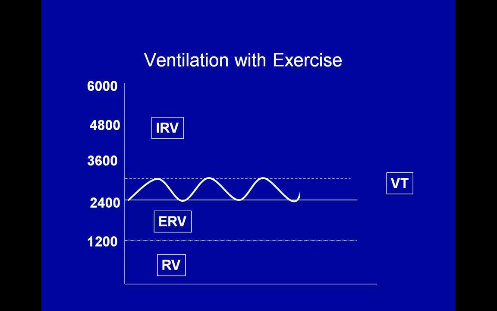So we go from our normal breathing to this kind of breathing. So once again, think about what has to happen in a normal person to FRC with exercise when we actively expire.